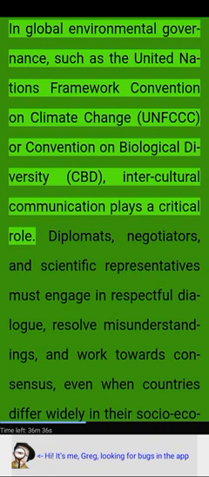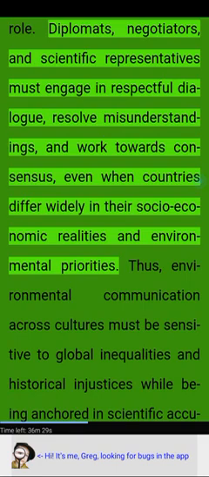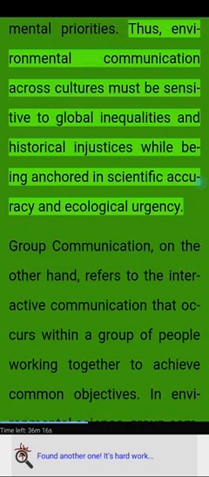In global environmental governance, such as the United Nations Framework Convention on Climate Change (UNFCCC) or the Convention on Biological Diversity (CBD), intercultural communication plays a critical role. Diplomats, negotiators, and scientific representatives must engage in respectful dialogue, resolve misunderstandings, and work towards consensus, even when countries differ widely in their socioeconomic realities and environmental priorities. Thus, environmental communication across cultures must be sensitive to global inequalities and historical injustices while being anchored in scientific accuracy and ecological urgency.